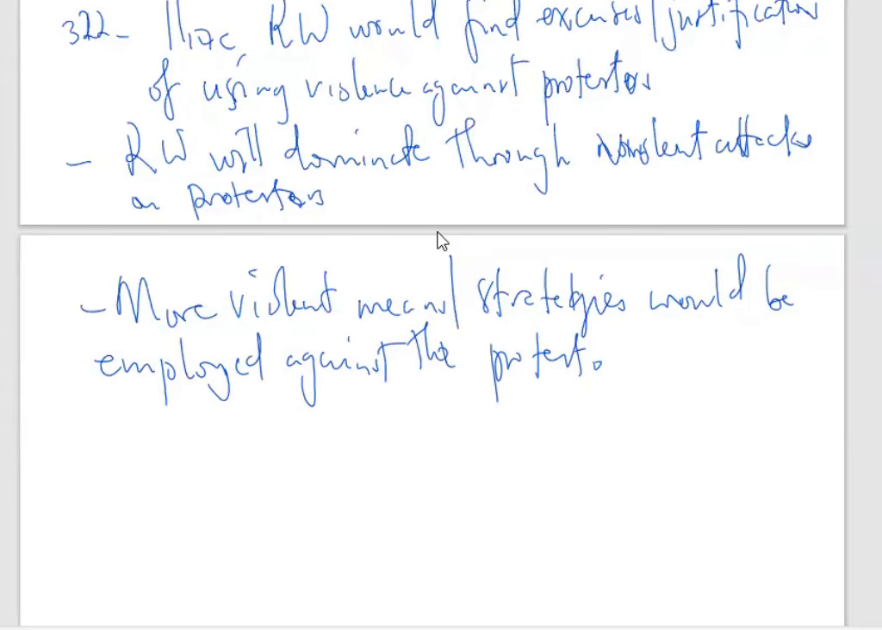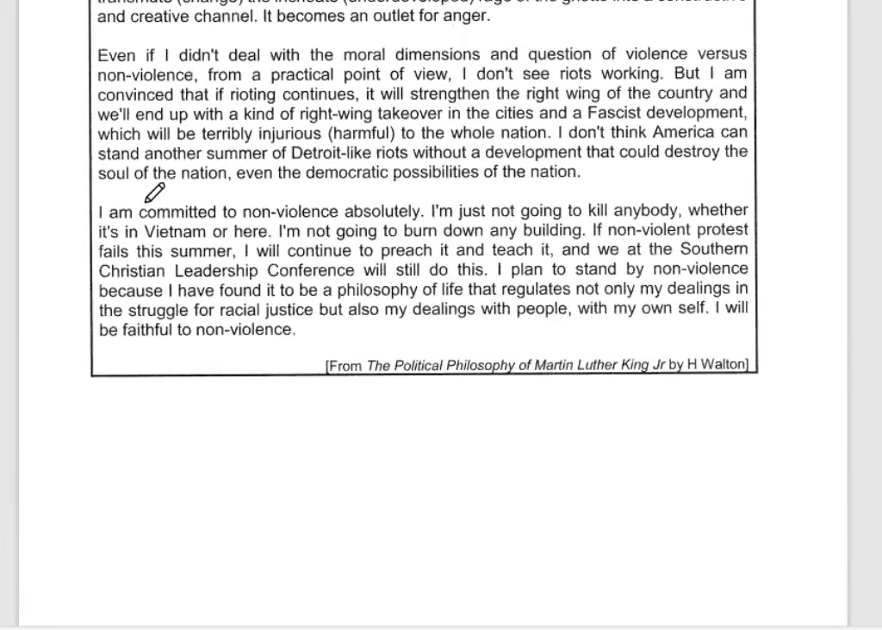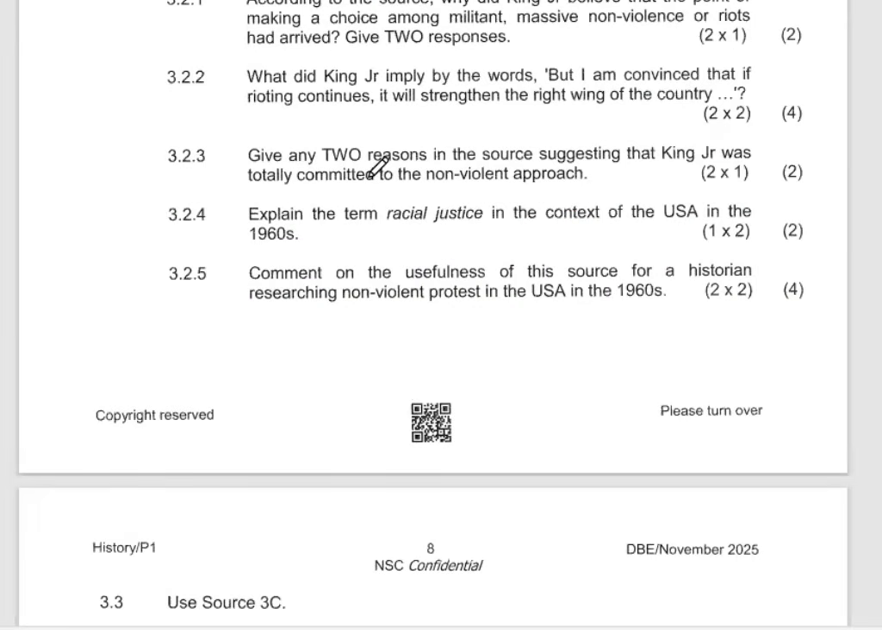Right, moving on to the next question. The next question is question 3.23. Give two reasons in the source suggesting that King Jr. was totally committed to a non-violent approach. This is an extraction question. "I am committed to non-violence, absolutely. I am just not going to kill anybody. Whether it's in Vietnam or here, I am not going to burn down any building." It implies that he was resorting to non-violent means by promising not to kill anybody and also promising not to burn any building.